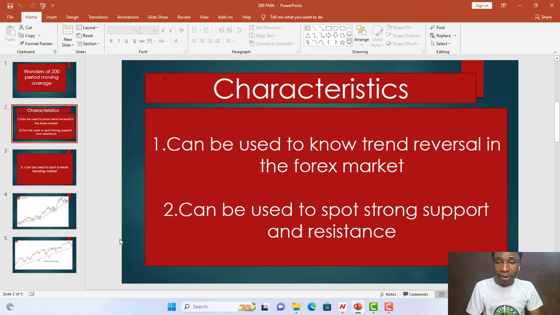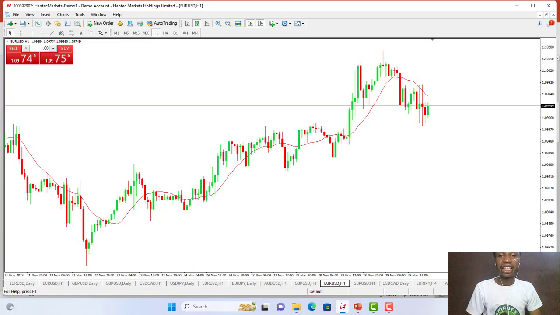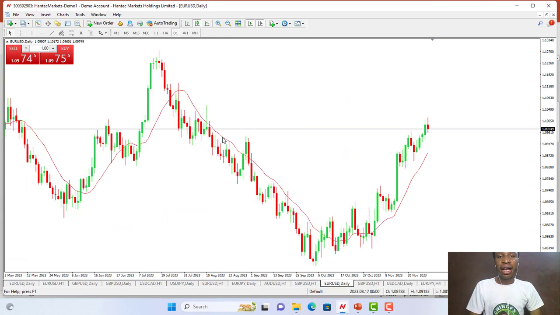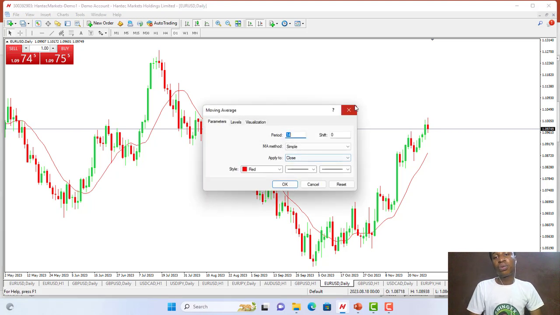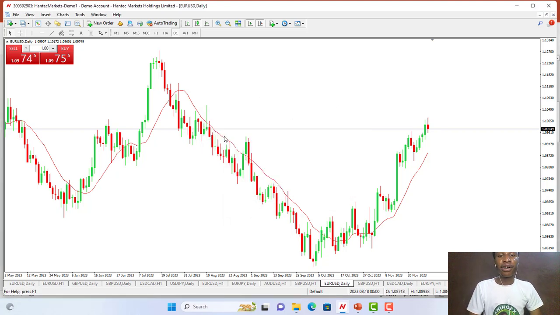So let's see how it goes on the chart. This is how it appears on the chart, right? Remember, it's more effective in your higher time frame, like the D1 time frame. I'm in the D1 time frame right now. Let me quickly delete this, for the sake of those of us that don't know how to apply it, so that I will apply a fresh one, right?